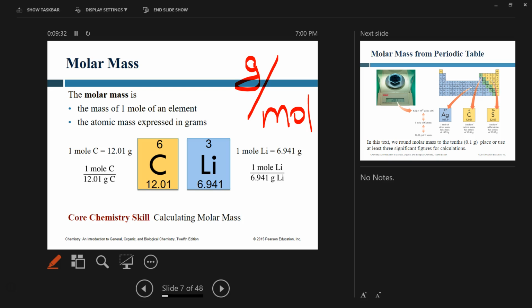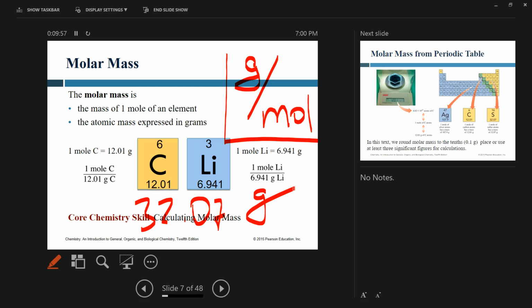The vitally important thing to understand here is the unit. Do you understand what grams per mole are? That expression, grams per mole, means that, for instance, 32.07 grams is the weight, the mass of 1 mole of sulfur. Does that make sense?